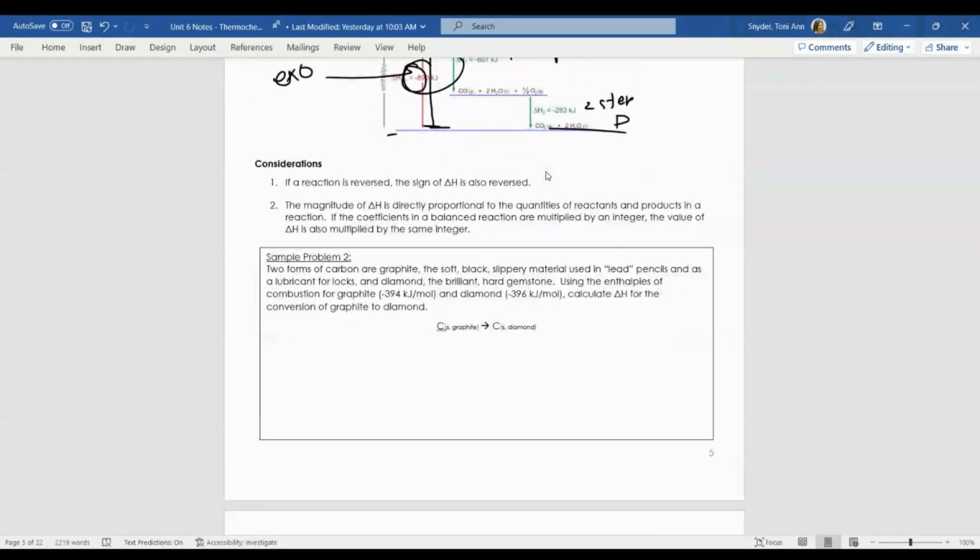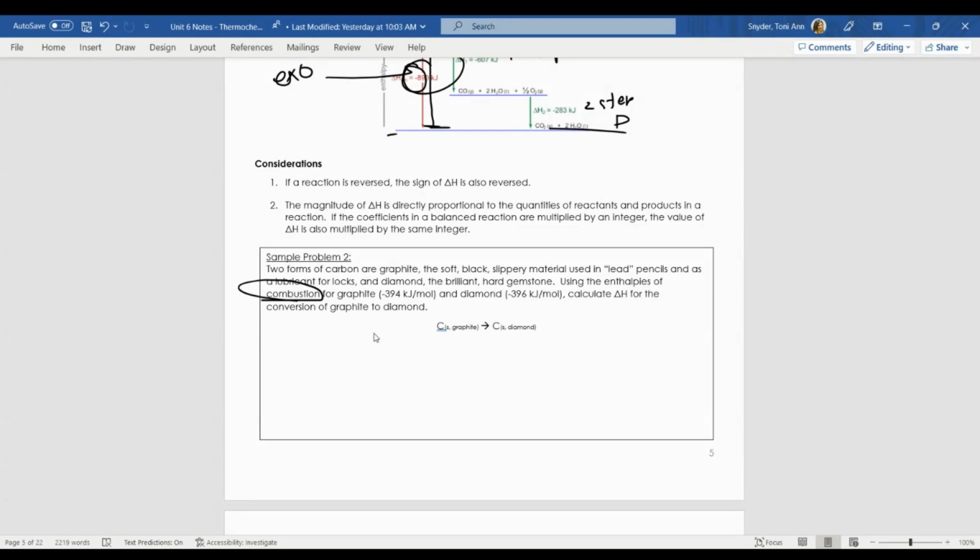Let's go ahead and do some examples with Hess's law. So, considerations. I'm going to take you through this here and we'll talk about how to do this. So sample problem 2. Two forms of carbon. You have graphite and you have diamonds. Okay, very different properties. Using the enthalpies of combustion for graphite and diamond, calculate the delta H for the conversion of graphite to diamond. So using the enthalpies of combustion, okay?